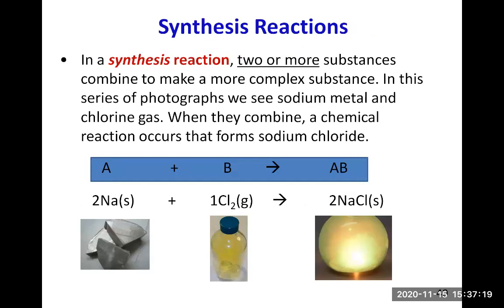First, synthesis reactions, also called combination reactions. In a synthesis reaction, 2 or more substances combine to make a more complex substance. Usually the key to recognize a synthesis reaction is that you have 2 or more reactants and they combine to make only 1 product. In this series of photographs, we see how sodium metal and chlorine gas are reacting together. When they combine, a chemical reaction occurs that forms sodium chloride, NaCl. So you see you have 2 reactants and only 1 product.